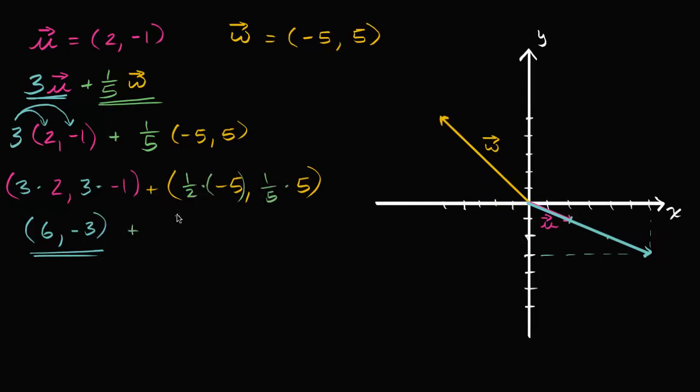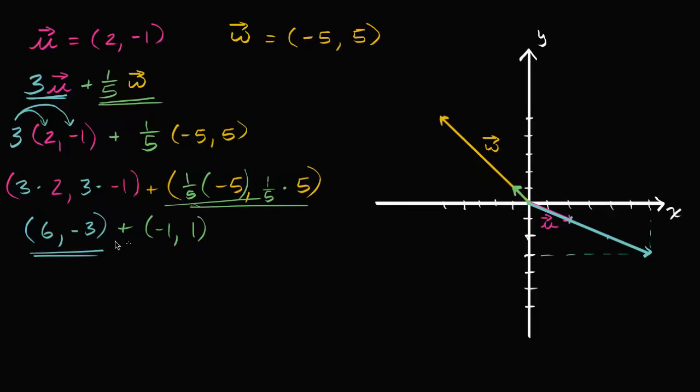Whoops, I wrote 1/2. Brain's not working properly. 1/5 times -5, and 1/5 times 5. And so this part right over here is going to be 1/5 times -5 is -1, and 1/5 times 5 is +1. And so this new vector, 1/5 w, is going to be w scaled down. And so it's (-1, 1). If we started at the origin, we get right over there. And notice, it's going in the same direction as w. It's just 1/5 as long.